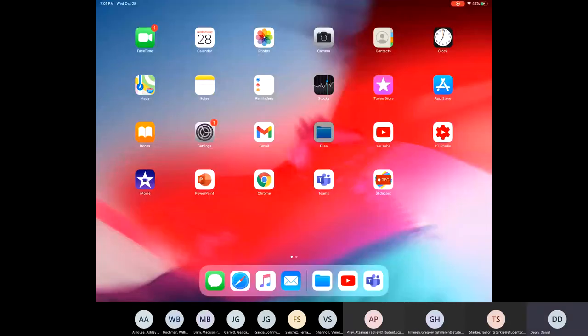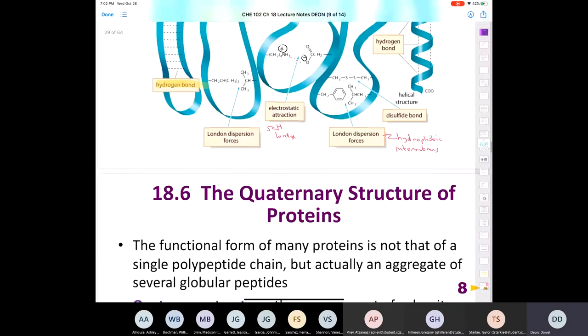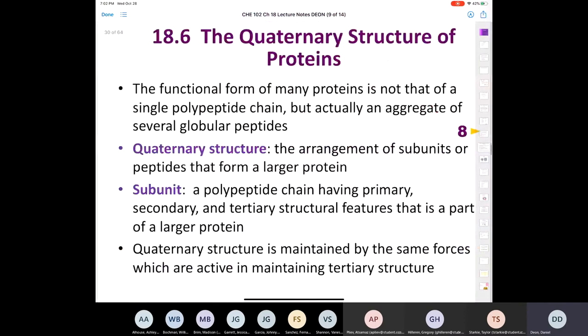There we go. Okay. Primary, secondary, tertiary structure. Well, the last type of structure in a protein is quaternary structure. Now, before we get into it, do you remember in the last section how we took a protein and it folded in on itself to give us tertiary structure?